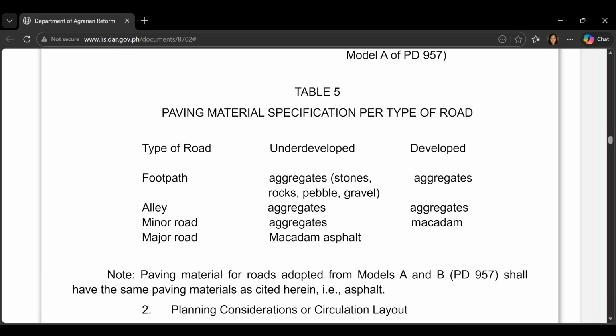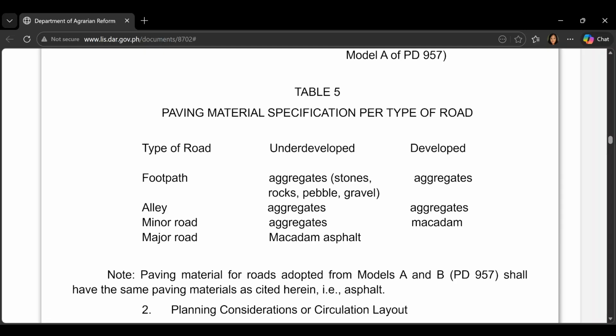Table 5, paving material specification per type of road. So there will be 3 columns here: type of road, and then for underdeveloped, and then for developed, it will specify what material you can use. So for footpath, if it's underdeveloped, you can use aggregates like stones, rocks, pebble, gravel. For developed, aggregates as well. I'm not sure what the difference is. Maybe it's the same, aggregates. Because for alley and footpath, for both underdeveloped and developed, aggregates is the material specification.